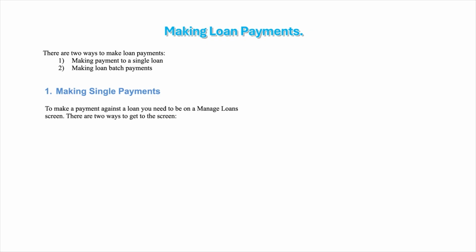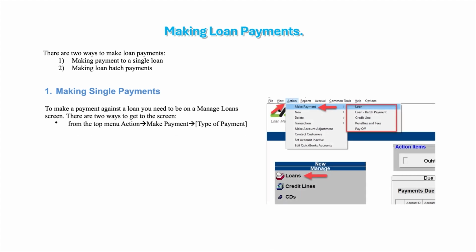There are two ways to get to the screen. From the top menu: Action, Make Payment, Type of Payment. From the button bar on the left: Manage, Type of Payment.